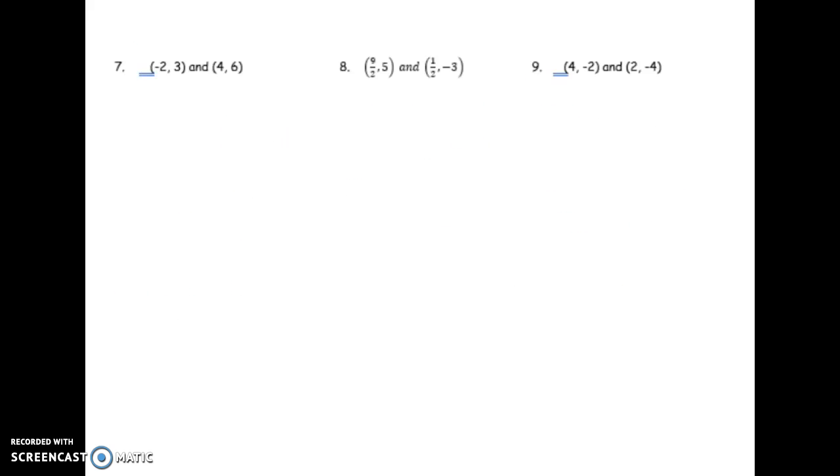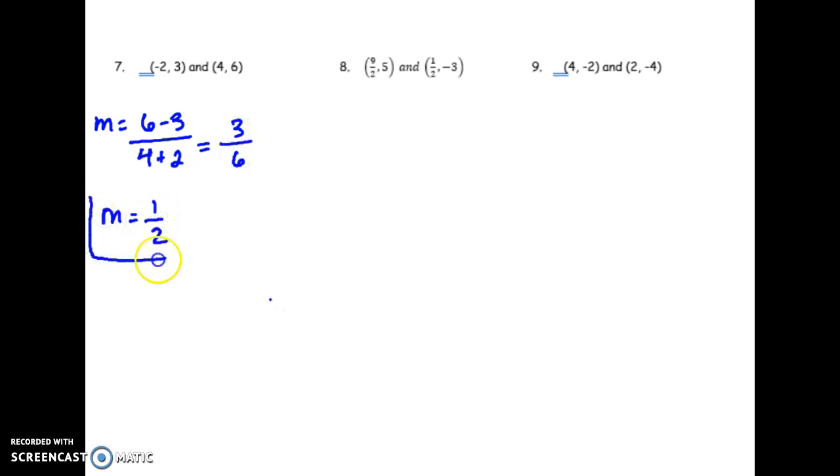Okay, moving on, we've got 7, 8, 9. Slope is going to be 6 minus 3 divided by 4 plus 2. 6 minus 3 is 3, 4 plus 2 is 6. We always want to simplify, so 3/6 actually simplifies to be the slope of 1/2.